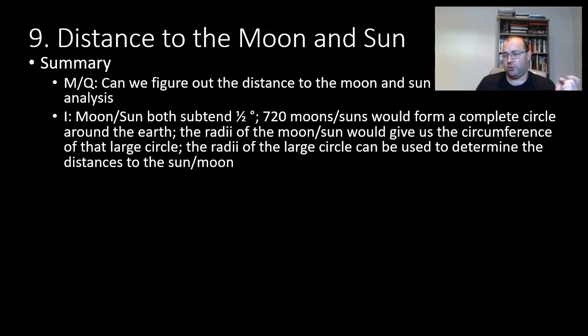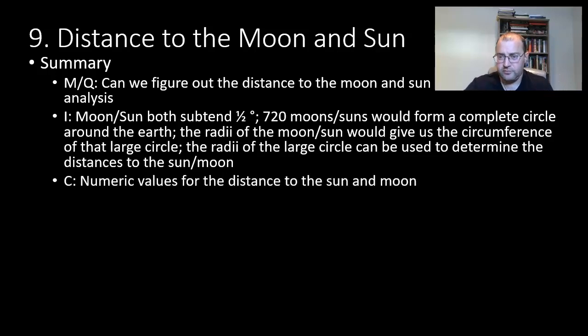And then given that you know the radius of the sun or the moon, that would give you the circumference of that circle that is made. And then from the circumference of that big circle made of 720 moons or suns, you could get the radius of each of those circles, which would then give you the distances to the sun and the moon. And basically, the conclusion is we come up with numeric values for each of these distances.